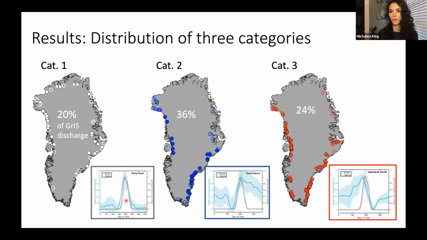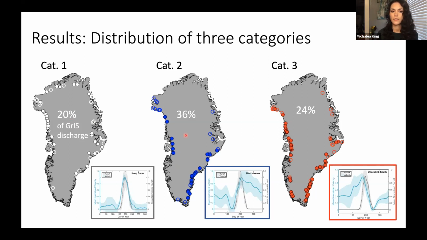The largest category by volume of discharged ice is Category 2. So a little over 1/3 of the total dynamic ice loss from the ice sheet comes from Category 2 glaciers. And then Category 3, about 1/4 of the total flux.